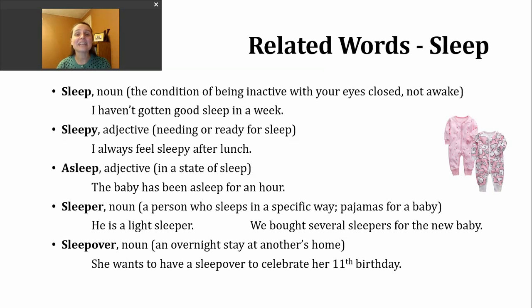Next, let's take a look at some words that are related to our verb sleep. And the first word we'll look at has the exact same spelling and the exact same pronunciation. It's just the noun form of this word. And you might guess that the noun form means the condition of being inactive with your eyes closed. So think, again, kind of the opposite. You are not awake or alert. Here's an example. I haven't gotten good sleep in a week.